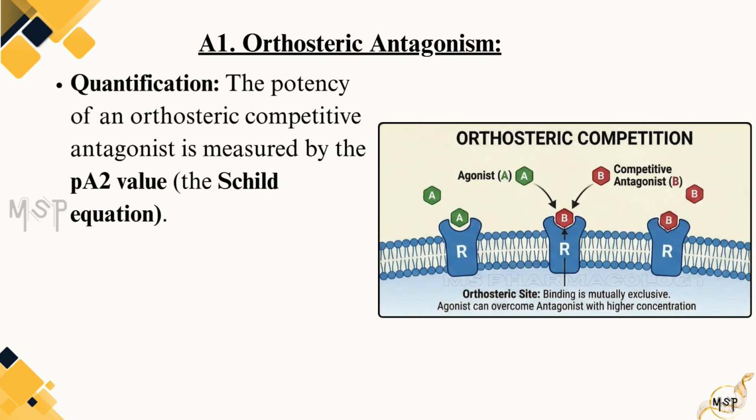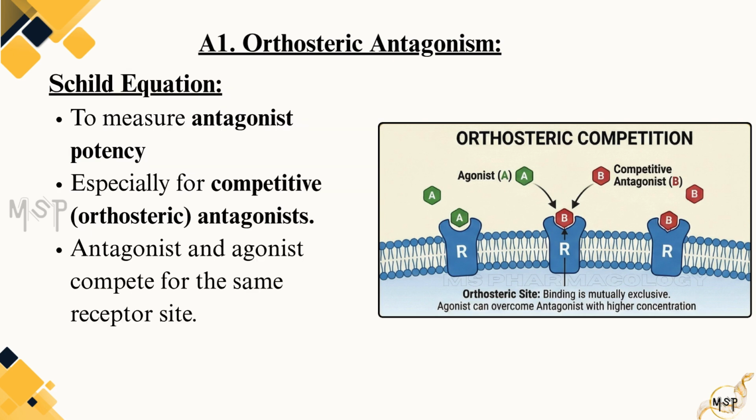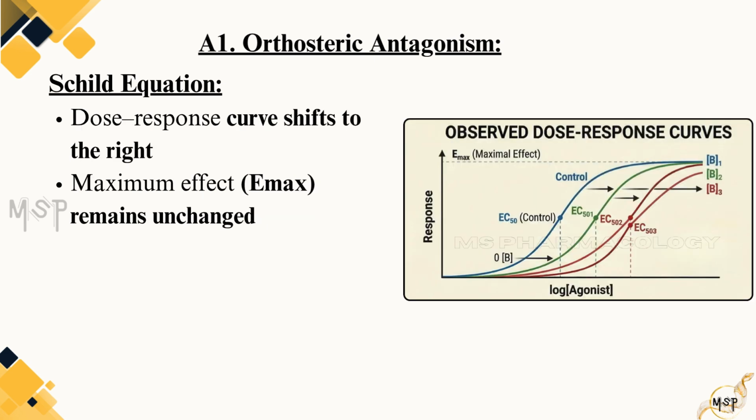So, how do we actually measure how strong an antagonist is? Not just observe it, but quantify it precisely. That's where the Schild equation comes in. In competitive, or orthosteric antagonism, the antagonist and agonist are basically competing for the same spot on the receptor. So, if you add more antagonist, it becomes harder for the agonist to produce the same effect. What you'll see experimentally is this. The dose-response curve shifts to the right, but the maximum effect stays the same.